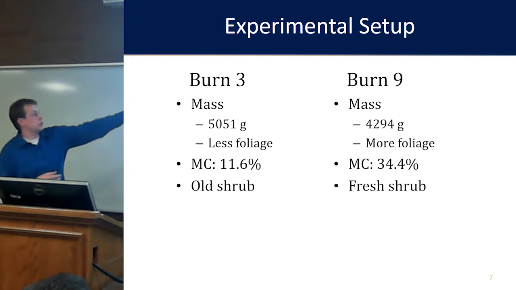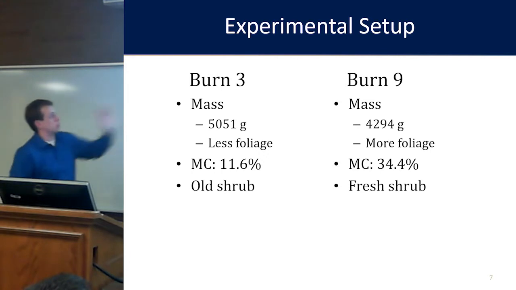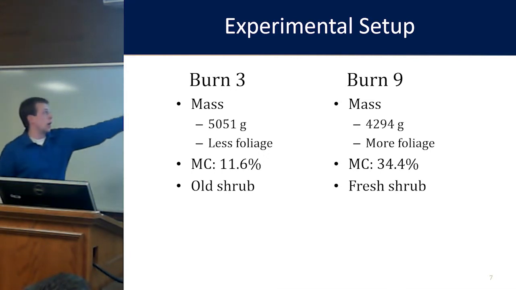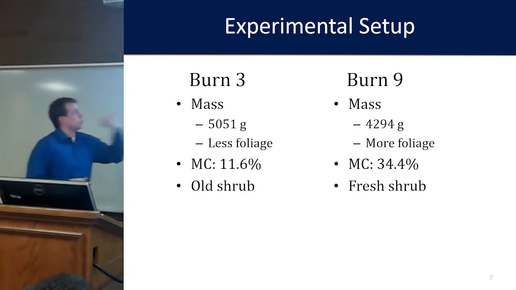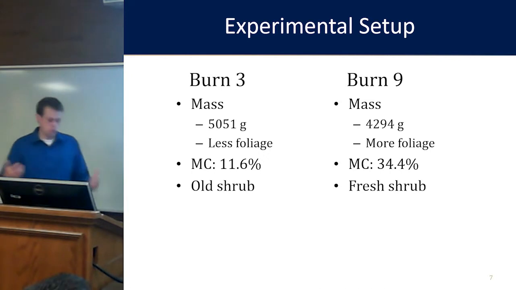And then burn number 9, which as you're looking at it, burn number 9 will always be on the right. The data from 9 and the data from 3 will always be on the left. So 9 was a fresh shrub, high moisture content. 3 was an old shrub, low moisture content. It had been cut down for about a week when we burned it.